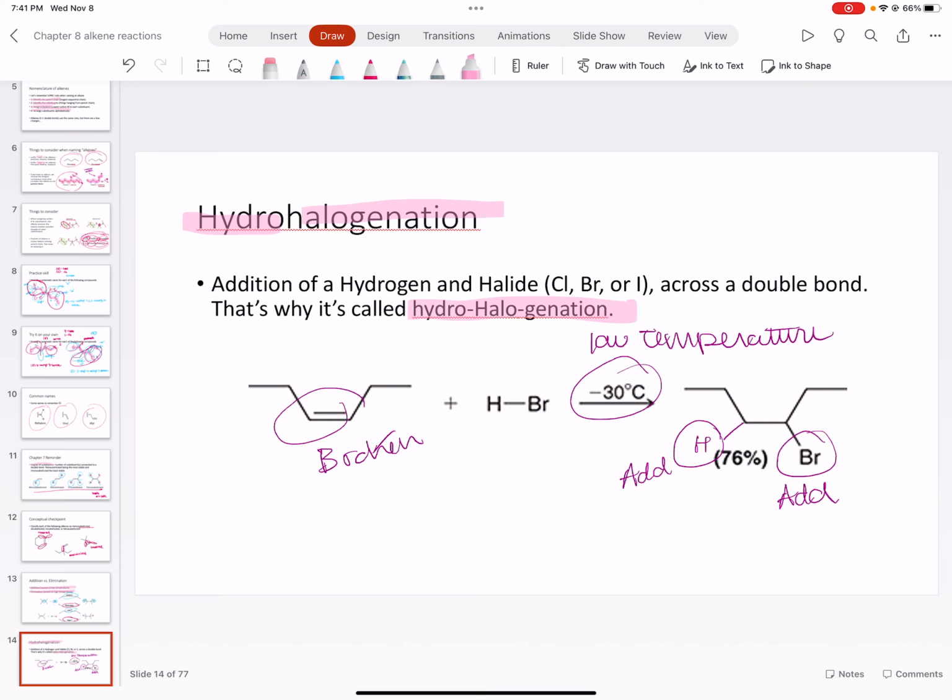So we already know addition reactions happen at low temperatures, where we break that double bond and then add stuff across the double bond. So you can see on one side we added that hydrogen, and on the other side we added that bromine.